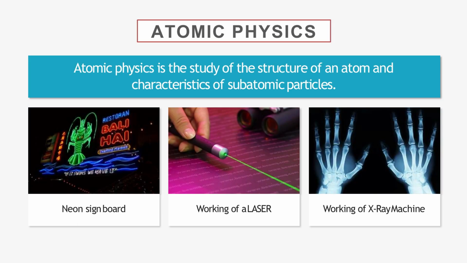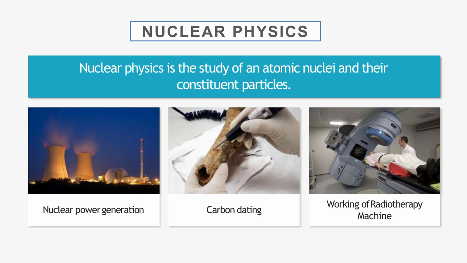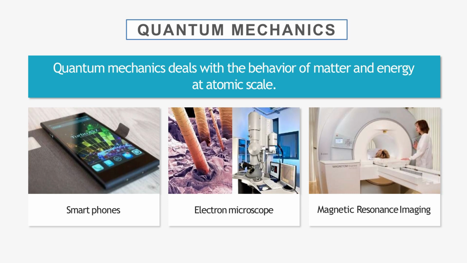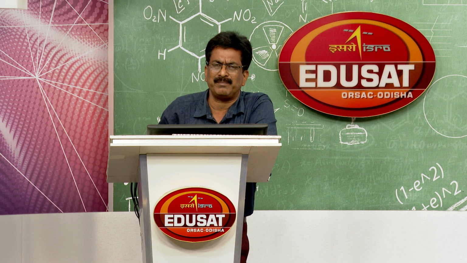Next one is atomic physics, which deals with the study of atoms. The examples you are seeing are the working of the laser and the working of X-ray tubes. Next one is nuclear physics, which deals with the nucleus in nuclear reactors, carbon dating, and the working of radioactive substances or machines, etc. Quantum mechanics is the smallest part of physics, where the smallest particles are taken into account, as in smartphones, electron microscopes, and MRI, meaning magnetic resonance imaging. Those are the different branches of physics.